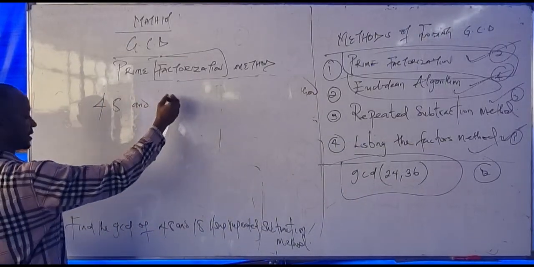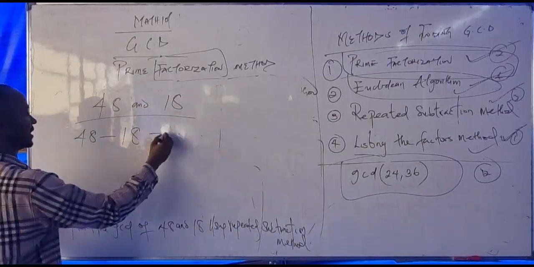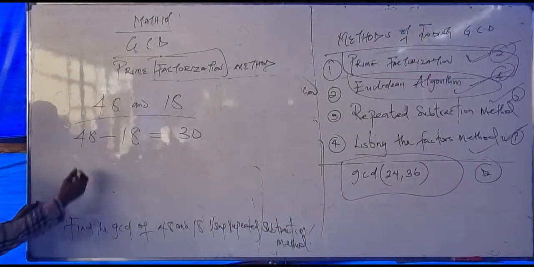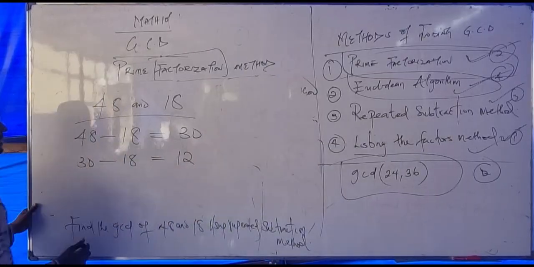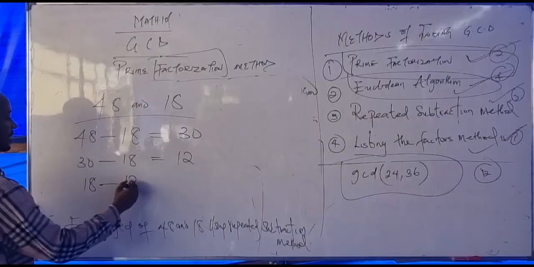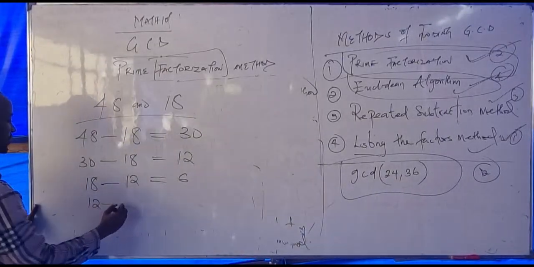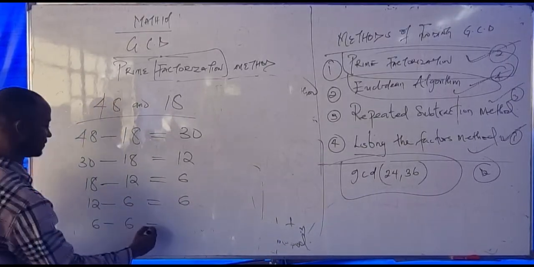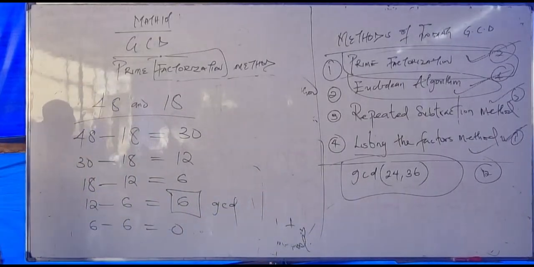48 and 18. So what do we do here? We have 48 minus 18. What do you have here? We have 30, right? Are you following? 30 minus 18. What do you have? 12. What is the next one now? 18 minus 12. What do you have? 6. What is the next one? 12 minus 6. What do you have? 6. What is the next now? 6 minus 6. What do you have? 0. GCD becomes what? 6. Our GCD is 6. Is that clear?